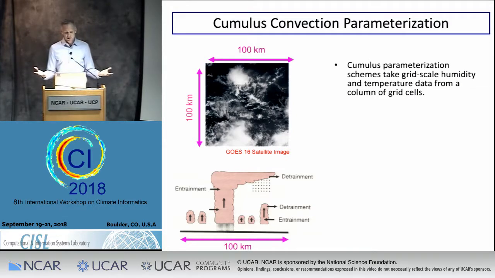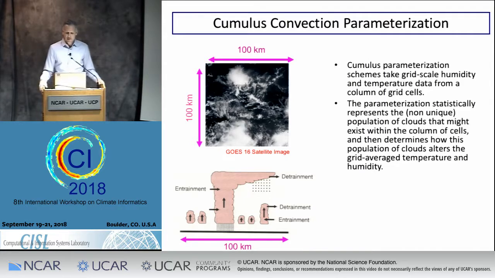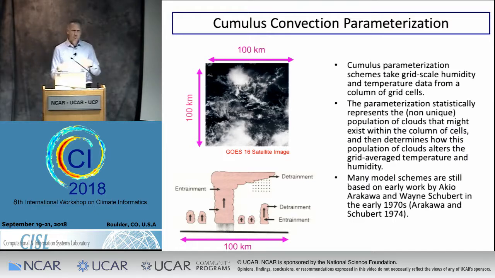So what cumulus parameterizations do, thinking about deeper clouds now, is that they typically take the grid scale average humidity and temperature data from a column of grid cells, and then this parameterization statistically represents the population of clouds that might exist within that column of cells, and then determines how that population of clouds feeds back to the grid scale temperature and humidity. So traditionally what you get out of a parameterization is a temperature tendency and a moisture tendency that is generated by the cloud field, and that is then able to change the grid average temperature and humidity field. You could also do momentum if you wanted to, adding more tendencies that cloud fields represent, but most climate models simply spit out a temperature and moisture tendency.